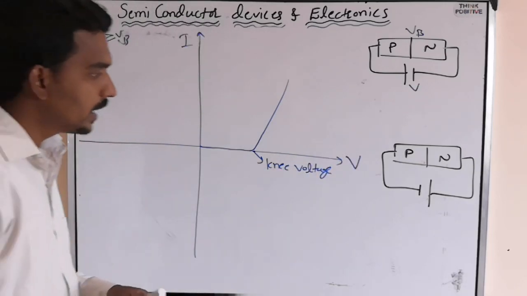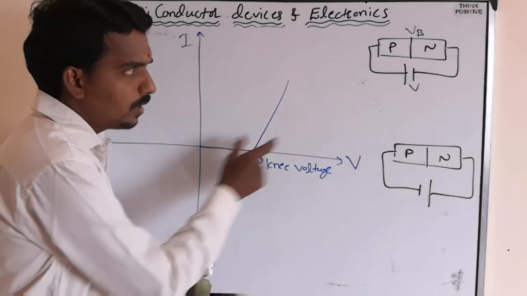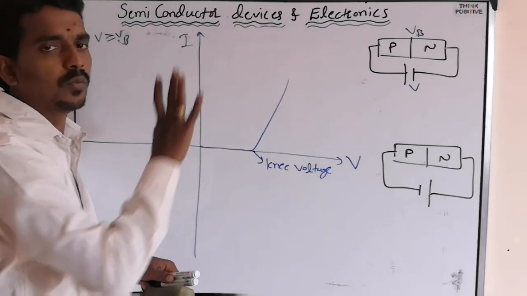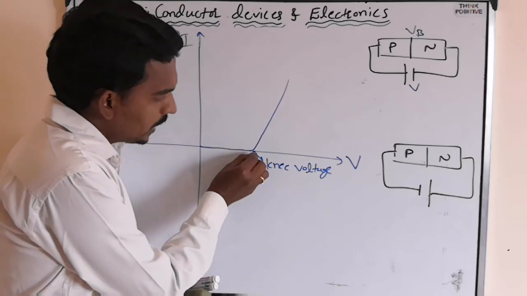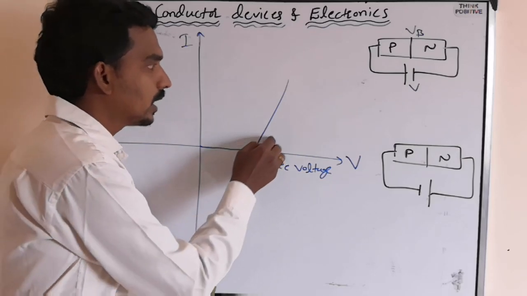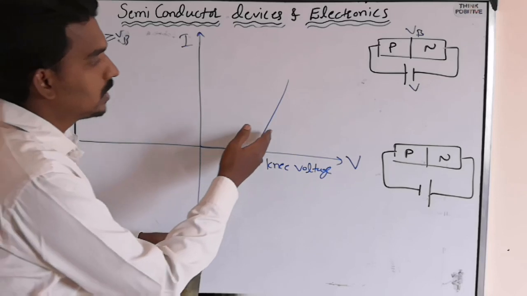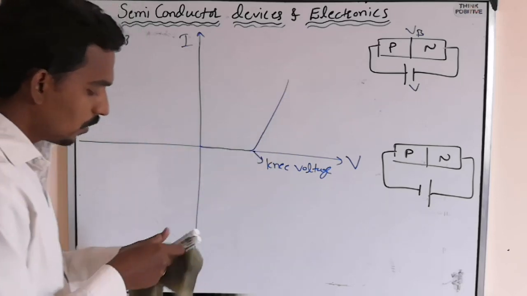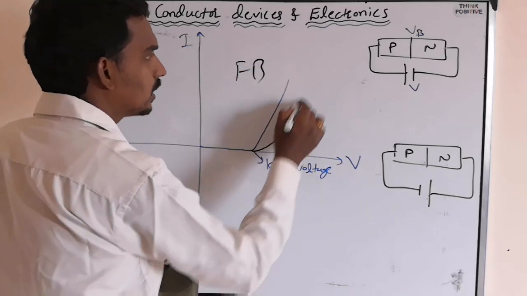What is that? Knee voltage. So up to this much of applied voltage, there is no current in the forward bias also. So the voltage must be greater than a particular minimum value. Then only the current in the diode increases. So this is called the current versus voltage graph in forward bias. From here the current will increase like this.